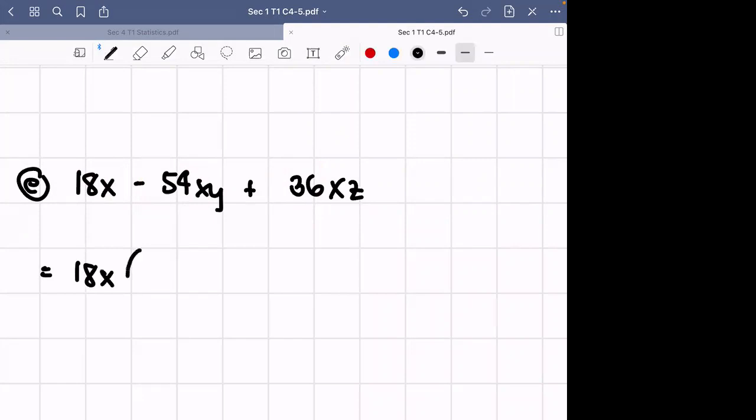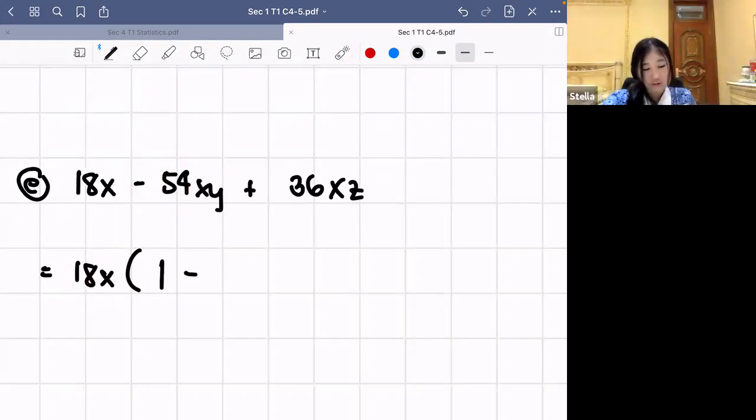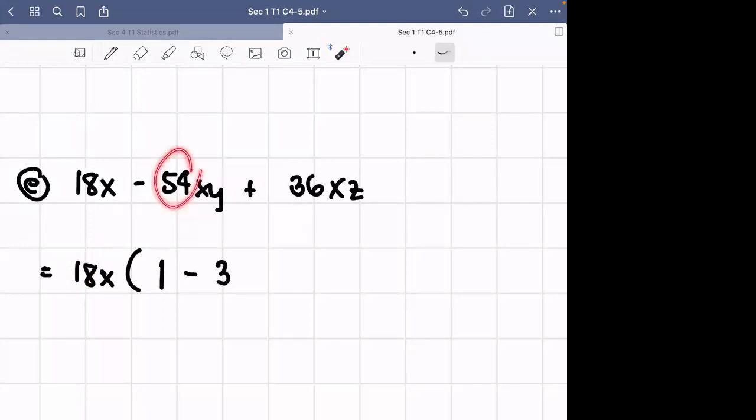So 18x divided by 18x is equal to 1. Okay. Not 0. Don't put 0 there. It's 1. Minus, because this is minus. So 54xy divided by 18. So what is 54 divided by 18? It's equal to 4, right? 4 or 3? 3. Okay, it's 3, right? Okay, so it's 3. So 54 divided by 18 is 3.